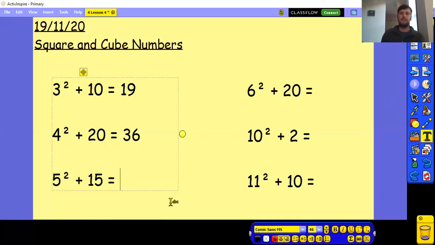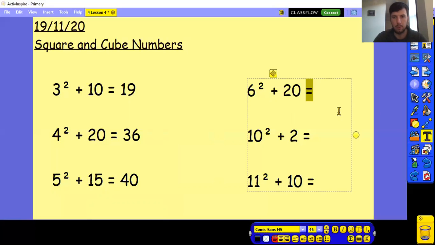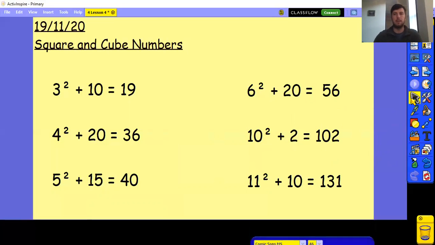Right, okay, so 5 squared is short for 5 times 5. 5 times 5 was 25. 25 add 15 is 40. 6 squared is 6 times 6, which equals 36. 36 add 20 equals 56. Well done. 10 squared is 10 times 10, which equals 100. 100 add 2 equals 102. 11 squared is 121. 121 add 10 is 131. Well done if you got that right, Year 5. Very good.